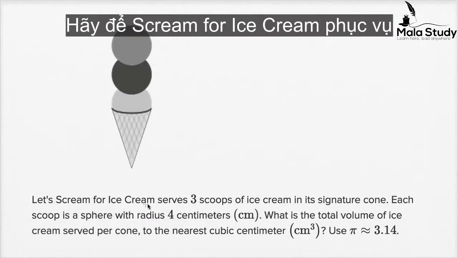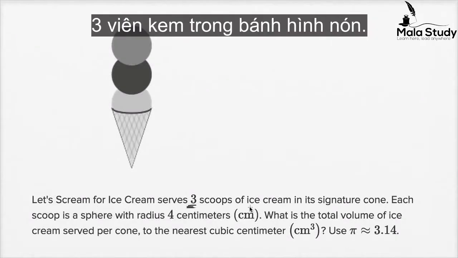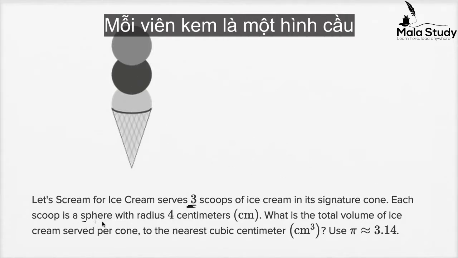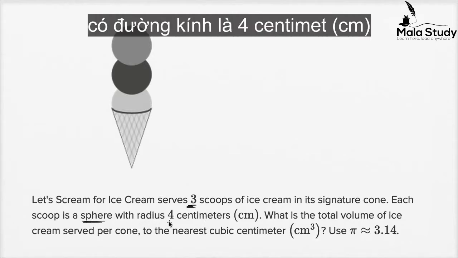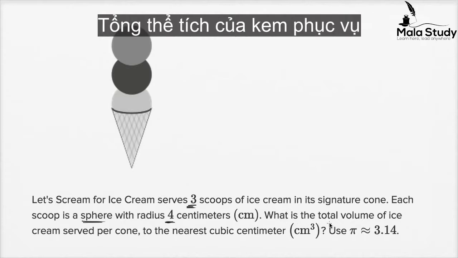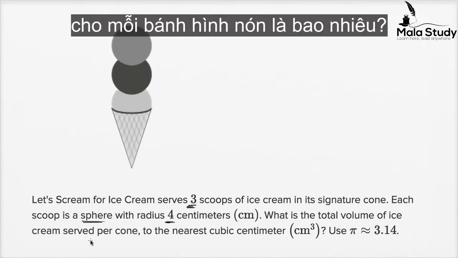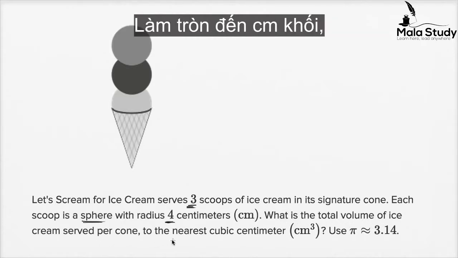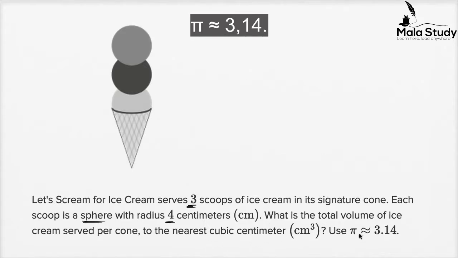Let's Scream for Ice Cream serves 3 scoops of ice cream in its signature cone, and they should draw a picture of it right over here. Each scoop is a sphere with a radius of 4 centimeters. What is the total volume of ice cream served per cone to the nearest cubic centimeter? And they want us to use pi as being approximately 3.14.